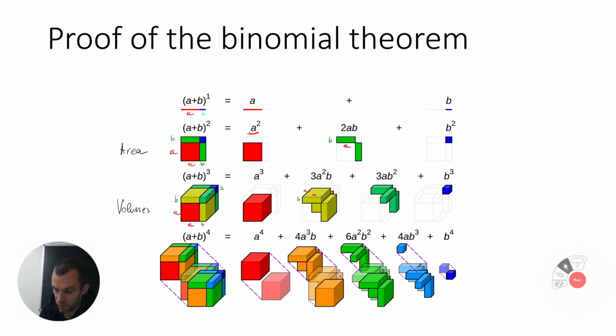And then we have the cyan colored rectangles here. There are again 3 of those, and now they have sides b, b, a. So the volume of one is a times b squared. We have 3 of those, so that's 3 times ab squared. And then last but not least, we have that little blue cube that has side b, so the total volume is b cubed. And we see that a plus b cubed, the volume of the big cube, is a cubed plus 3a squared b plus 3ab squared plus b cubed.